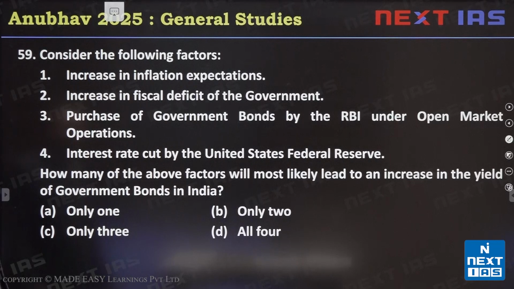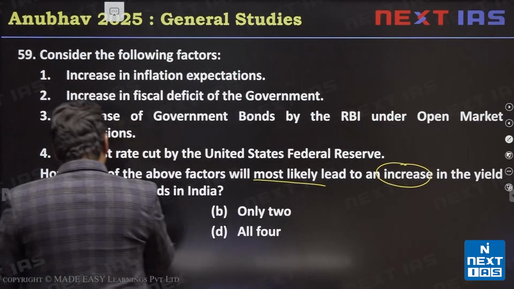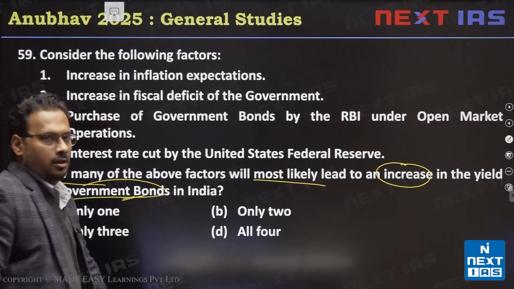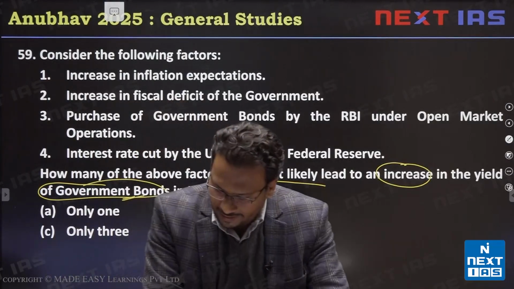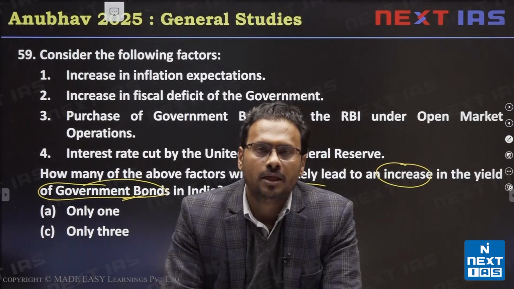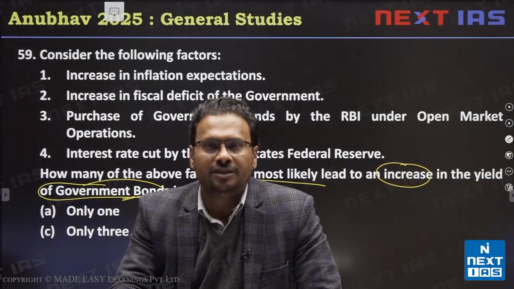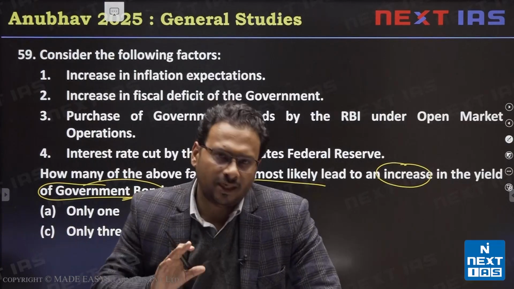Increase in inflation expectations, increase in fiscal deficit of the government, purchase of government bonds by the RBI under open market operations, interest rate cut by the United States Federal Reserve. How many of the above factors will most likely lead to an increase in the yield of government bond? That means bond yield. Bond yield is basically the return that the investor can expect with respect to the bond. Bond yield and the bond price have an inverse relationship. That means if the bond prices go up, the bond yield will go down. Right? The very simple aspect.